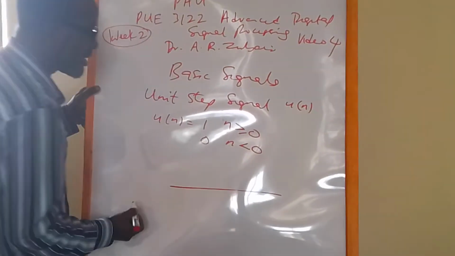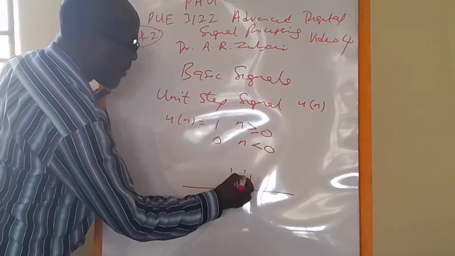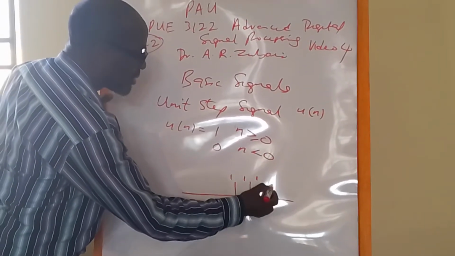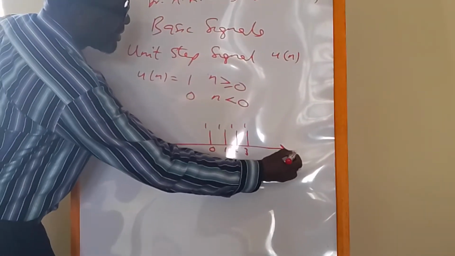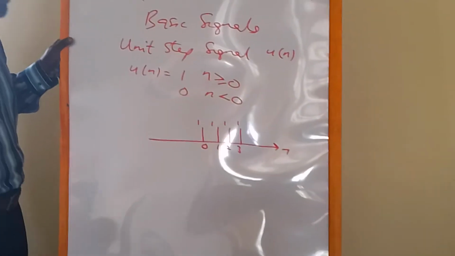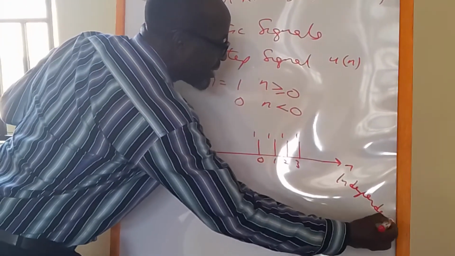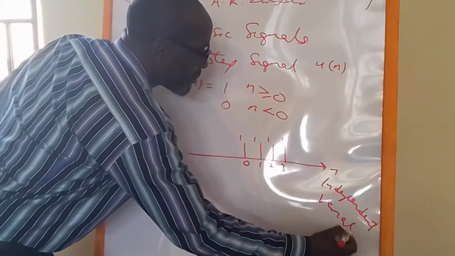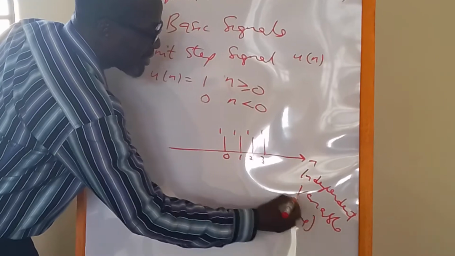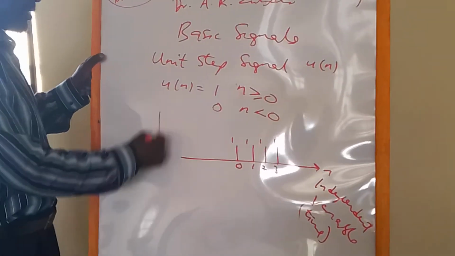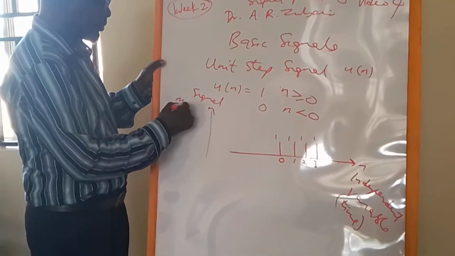First, if you are given that, we can draw this diagram as 0, it will be 1, 1, 1, 1, 1, 2, 3. This is n. n is the independent variable, and it is related to time. This axis is the signal magnitude.